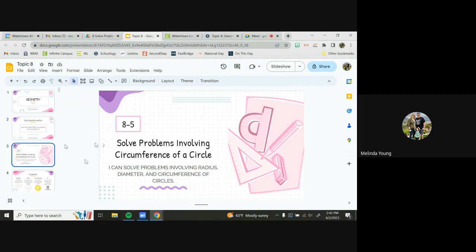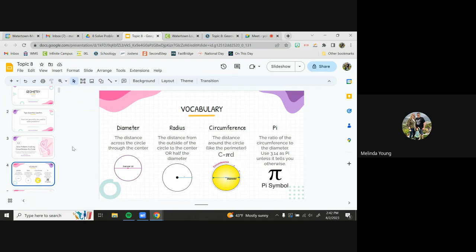Okay, so on your notes, you're going to notice you have a table there for you to record some vocabulary words. This is a very vocab heavy lesson and really topic in all. So make sure that you guys are understanding these vocabulary words and recording them fully in your notes. So the first thing we need to know is the diameter of a circle. That is the distance across the circle through the center. So if you look at this picture, it is this line right here, this pink line.